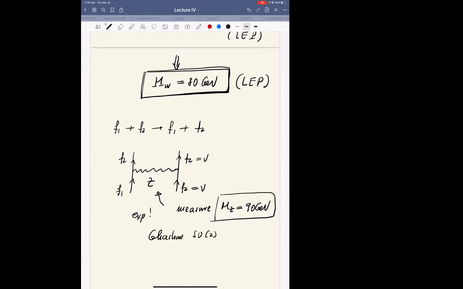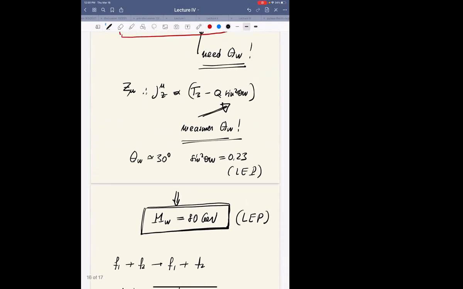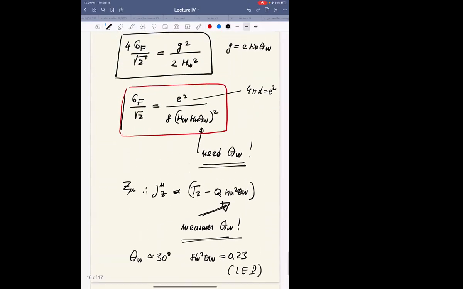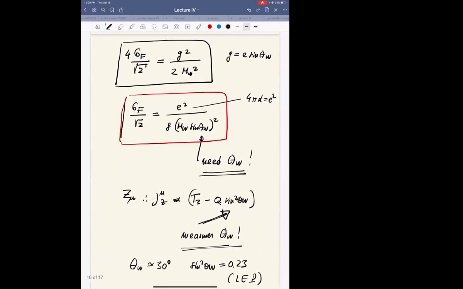SU(2) cross U(1) does not predict. You can never predict a single mass. Remember that in the Standard Model, there is no way to predict MW. We don't predict the masses. A fundamental mass is an input. We correlate it in a good theory, and we'll talk a lot about that. But I can't predict MW because I need to measure theta W.